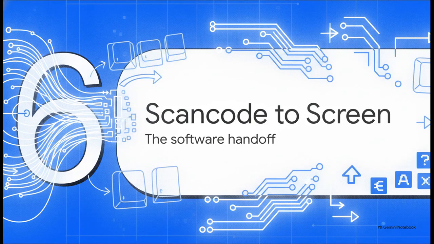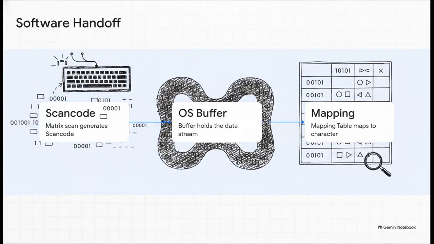And finally, part 6, from scan code to screen. We have survived the matrix, and now we reach the final leg of our journey. We're escaping the physical hardware entirely and entering the computer's software. See, when the keyboard controller identifies that grid intersection, it does not send the letter A to your computer. Nope, it sends a scan code, a simple binary number reporting the row and column.